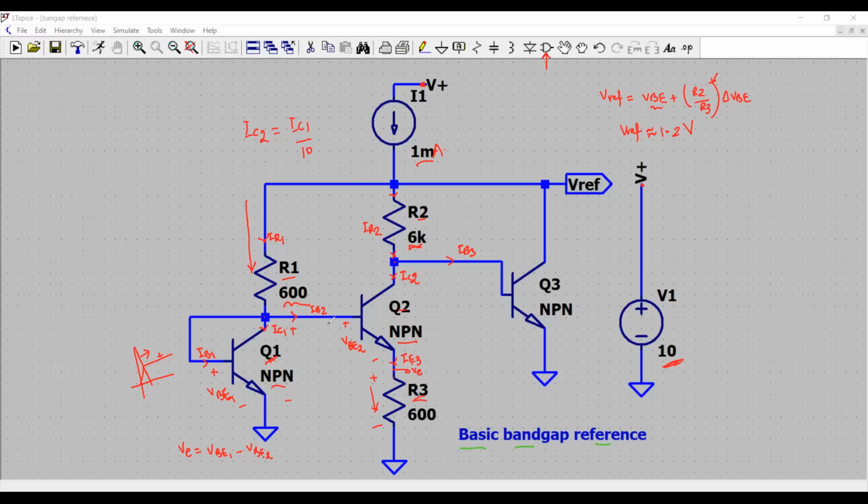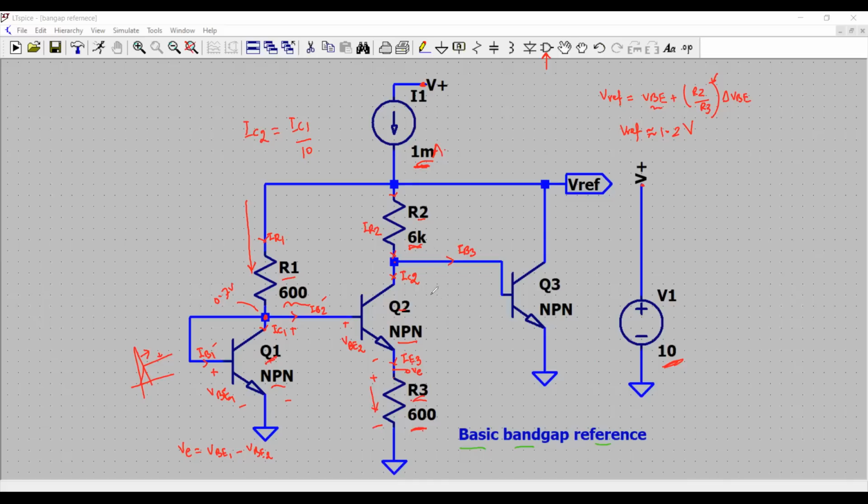And neglecting the base currents IB2 and IB1, I would say the same current is flowing through the resistor R3. Okay, so that's how I get this one. So let us find out how much the voltages are and all that. So if I say I have like 0.7 volt right here, and then I'm forcing this current right here in this one. So let us do that now.